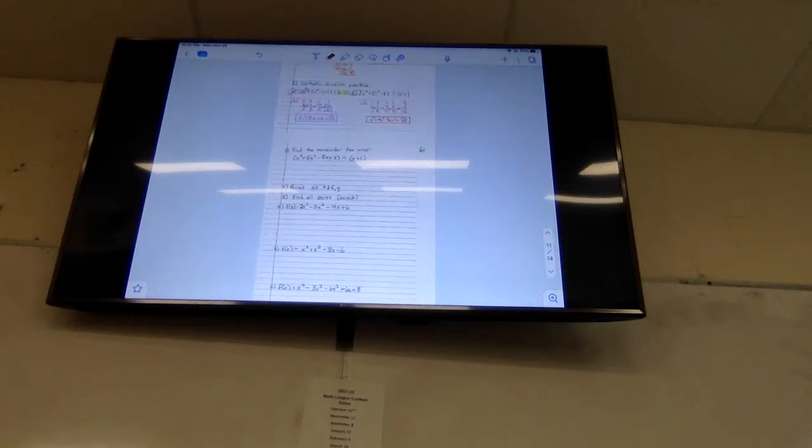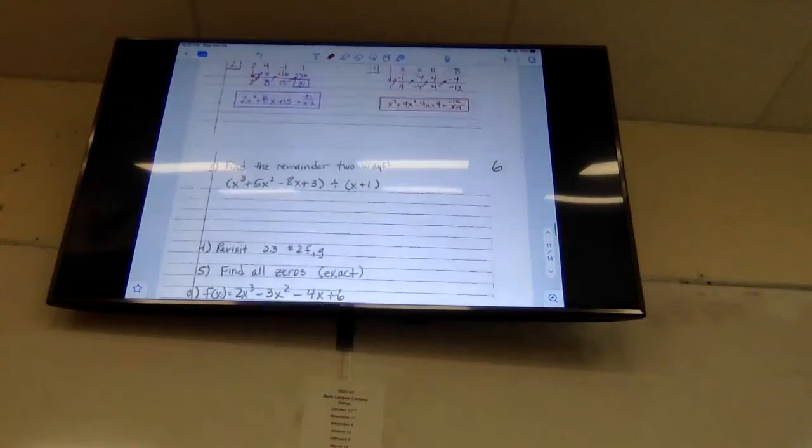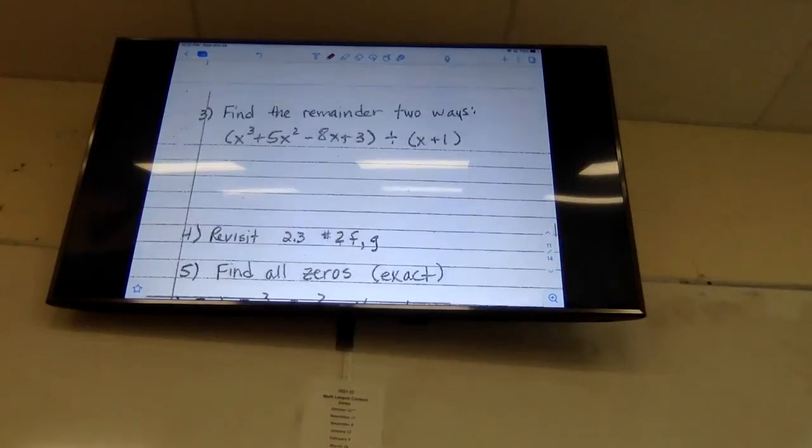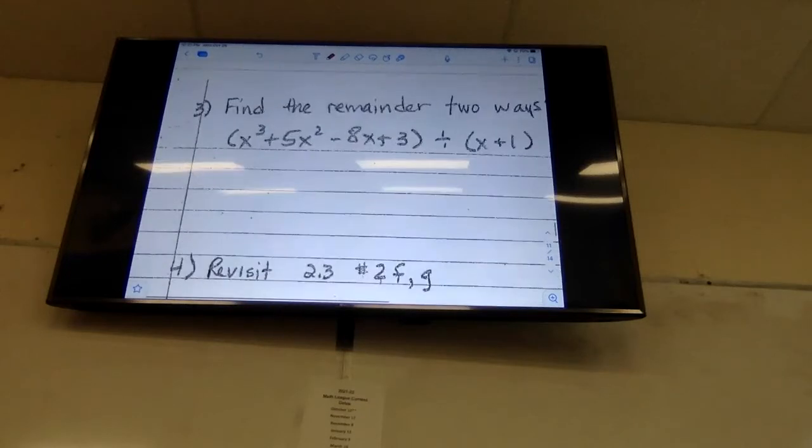If you turn your paper over to the next sheet, it says find the remainder two ways. Would you rather do long division or synthetic division? Anyone have a preference? Synthetic, right. We'll do synthetic division for one, and then they'll show you another way to do the second one. So the first way we'll do synthetic, or again, if it makes you happy, you could have done long division.